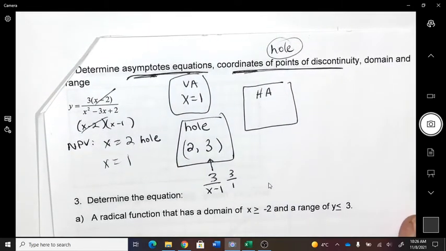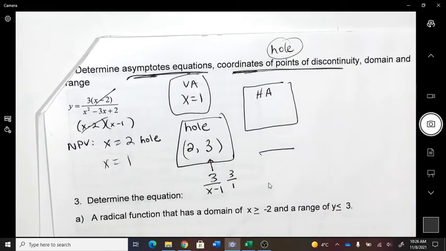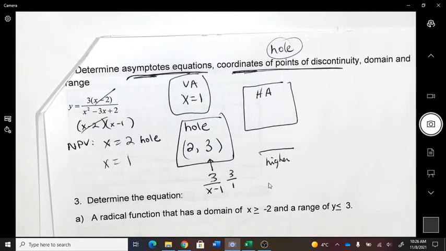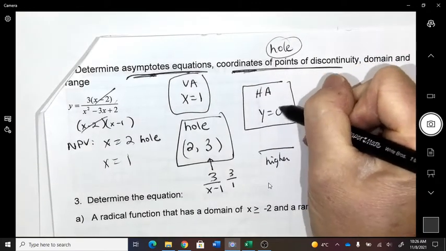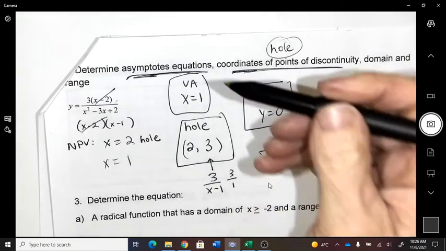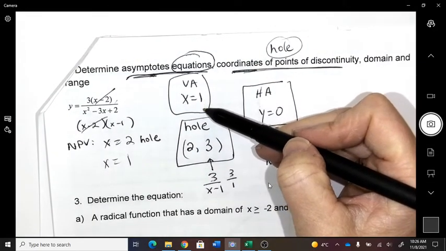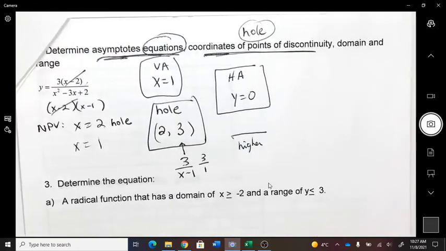And let's talk about your horizontal stuff. Degree situation. Do you have a higher degree somewhere? The higher degree is on the bottom because the top was an x, the bottom was an x squared. So now, there you go. Okay, do you notice how I said equation? So you would be wrong if you wrote vertical asymptote at 1. I need to see x equals 1. Here I need to see y equals 0. Okay, ready?